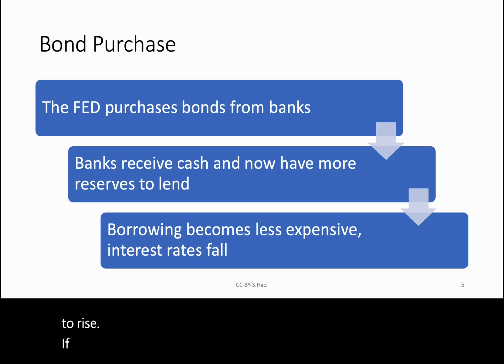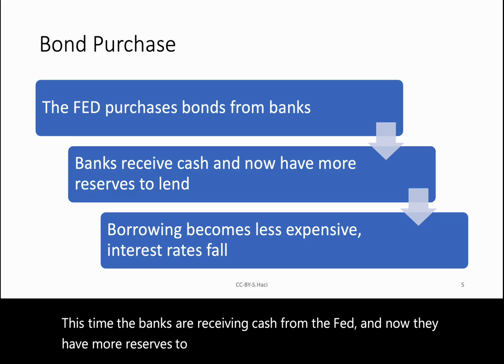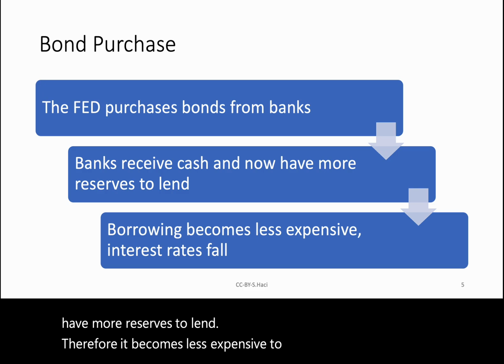If the Fed does the opposite and it purchases bonds from banks, this time the banks are receiving cash from the Fed, and now they have more reserves to lend. Therefore, it becomes less expensive to borrow, and the interest rates tend to fall.